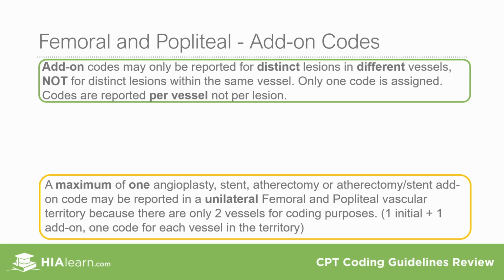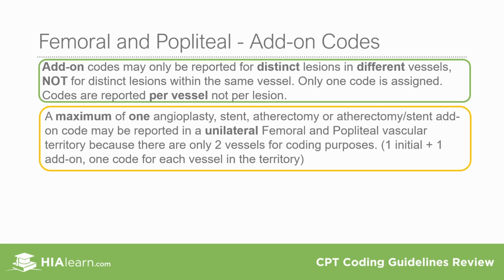A maximum of one angioplasty, stent, atherectomy, or atherectomy and stent add-on code may be reported in a unilateral femoral and popliteal vascular territory because there are only two recognized vessels for coding purposes: the vessel comprised of the common femoral and femoral profundus arteries, and the vessel comprised of the superficial femoral and popliteal arteries. This would look like one code for treatment in an initial vessel and one add-on code for treatment of an additional vessel in the same territory, for a total of two codes per unilateral femoral and popliteal vascular territory.